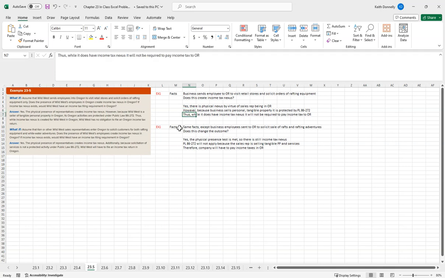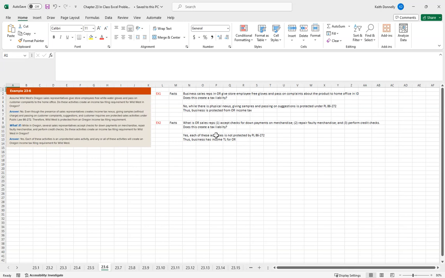So this is kind of saying, hey, the general rule is you have nexus, they tax you, but the exception is 86-272. But if they go in and advertise rafting adventure services, that's not going to be protected. So selling rafting equipment, personal property, versus, hey, come, we'll take you on a boat and give you a service, not protected.